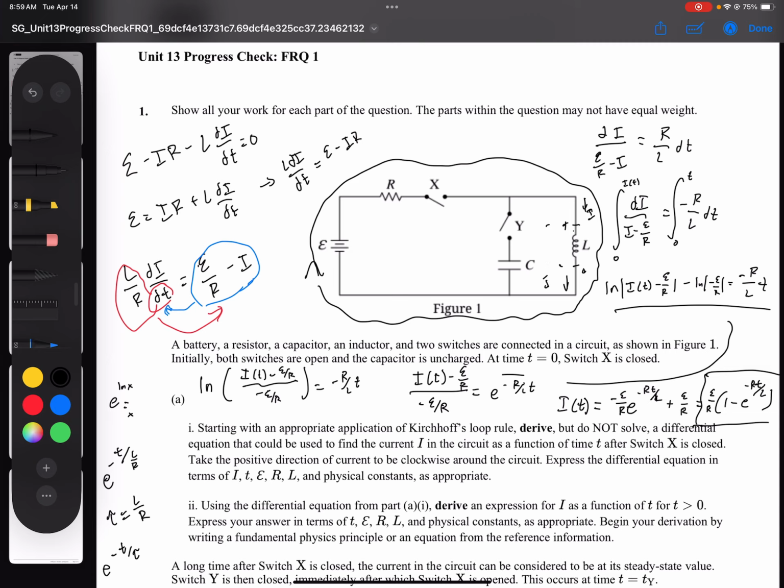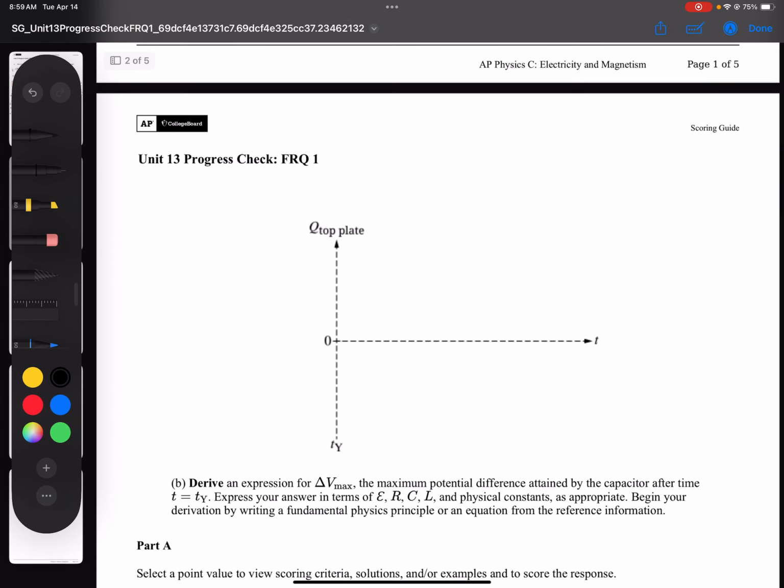So that's what the current is through the inductor at steady state. And then as soon as I open switch X and close switch Y, I'm going to have current flowing through the capacitor in this direction, all right? So it's asking about the charge on the top plate. This is the top plate here. And since current is flowing this way, this plate is going to be positive, and this plate is going to slowly become negative. So that's what's important for this graph.